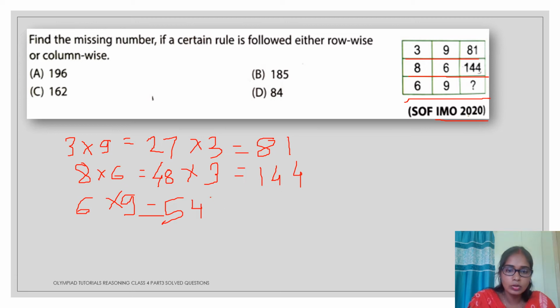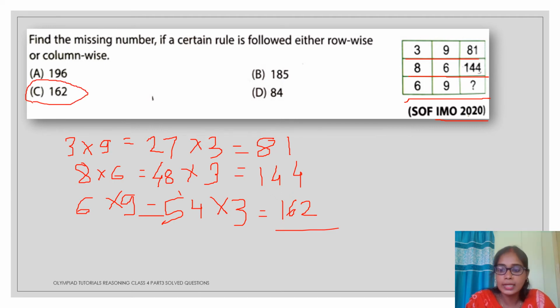According to the rule, multiply it again with 3. So you will get 4 threes are 12 and 1 is carry, and 3 fives are 15 and 1, 16, so 162. So you can see here option number C, 162, will be your correct option. Okay children, are you solving along with me? Yes, each and every time when I solve one question, you also have to try to solve it on your own and then tally the answer with my answer. Okay.